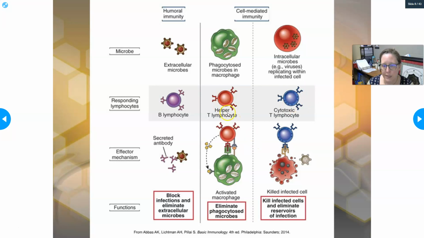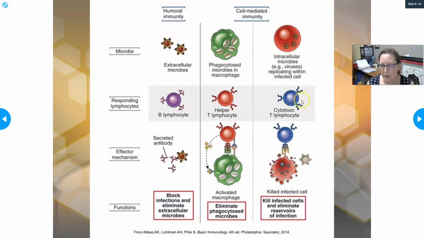So in cell-mediated immunity, the response involves the T helper lymphocytes and the cytotoxic T lymphocytes. And the T helper communicates with the activated macrophage and then produces cytokines and things. And then what happens to the T helper is then, depending on the pathogen, it will activate either more B lymphocytes or some cytotoxic T lymphocytes, and it coordinates the immune response.